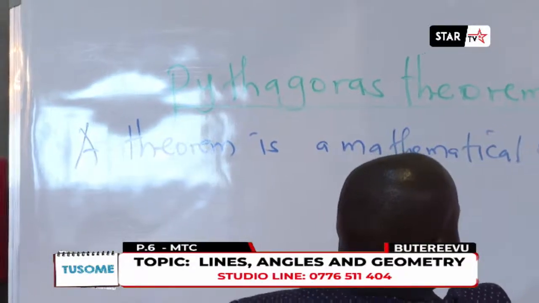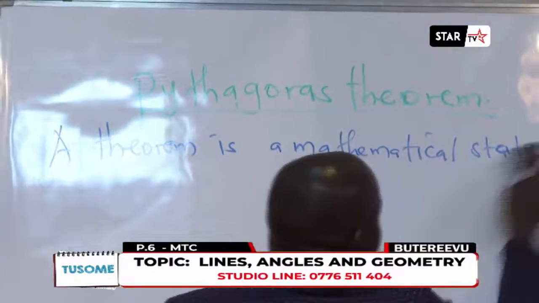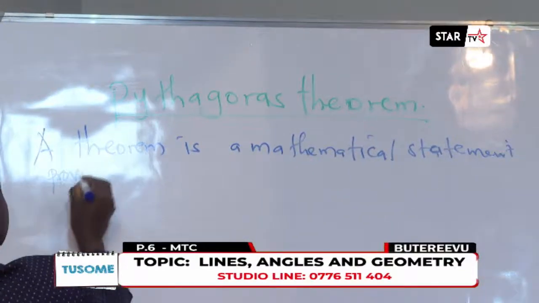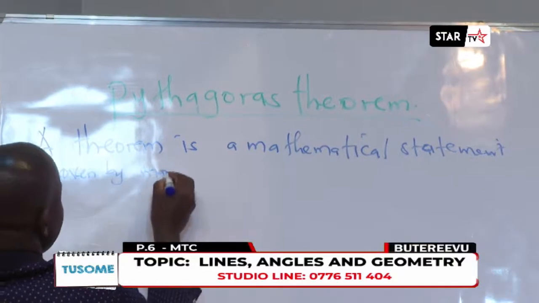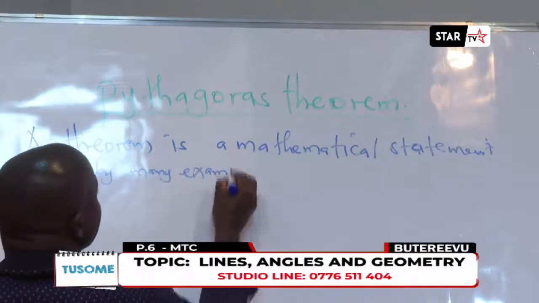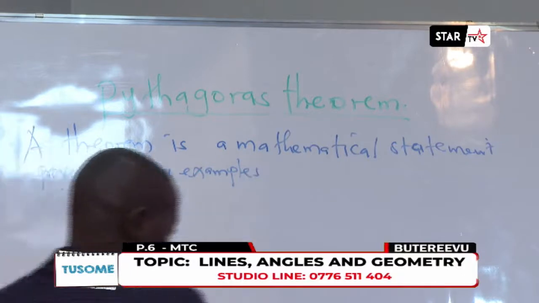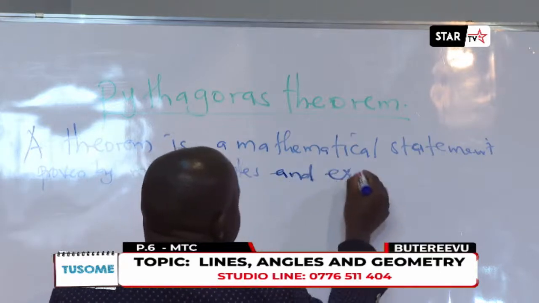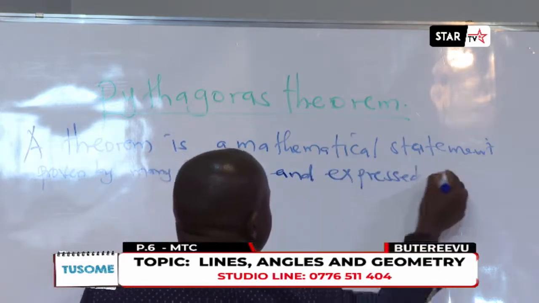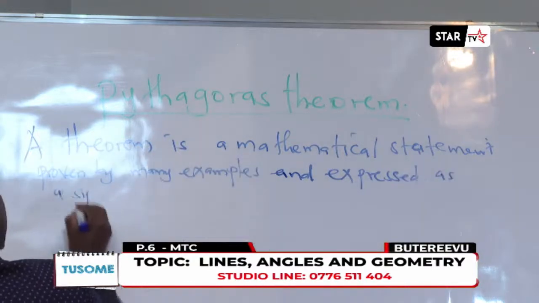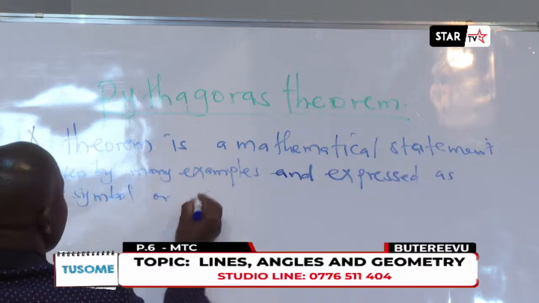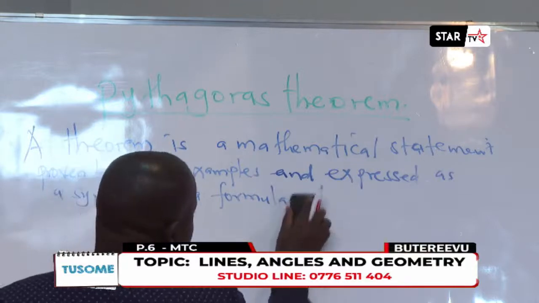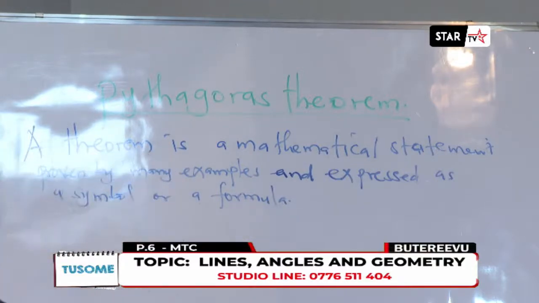proven. A theorem is a mathematical statement proven by many examples, and expressed as a symbol or a formula. That is the meaning of a theorem.